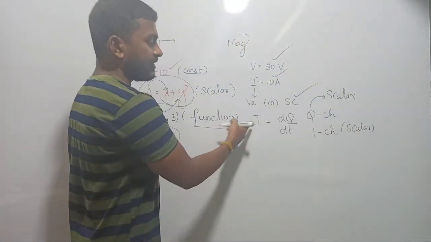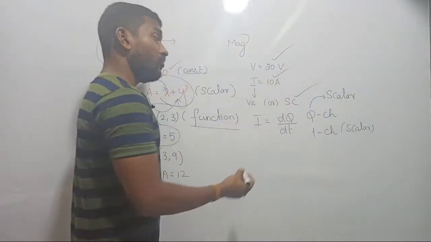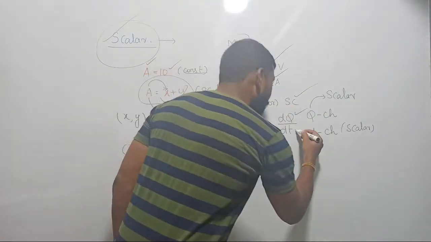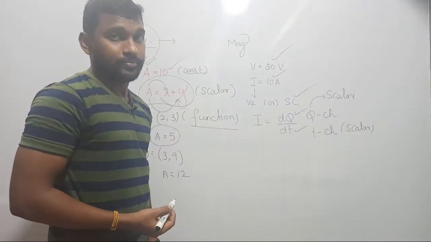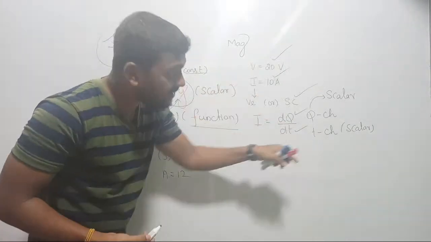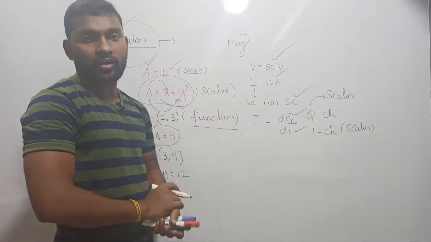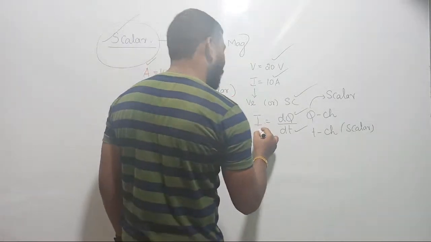So current is defined as dq by dt. If charge is scalar, time is also scalar, then what about current? Sir, current depends on these 2, and those 2 are always scalar. Then how will your current become a vector quantity? Current is also a scalar quantity.